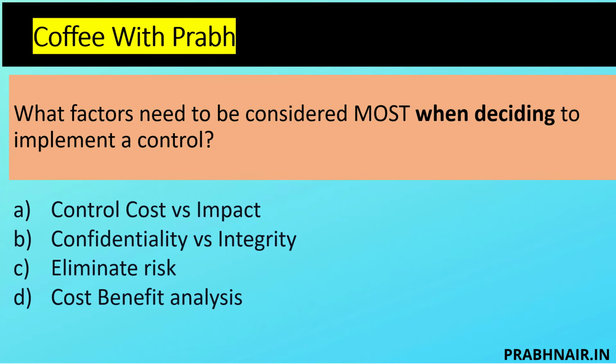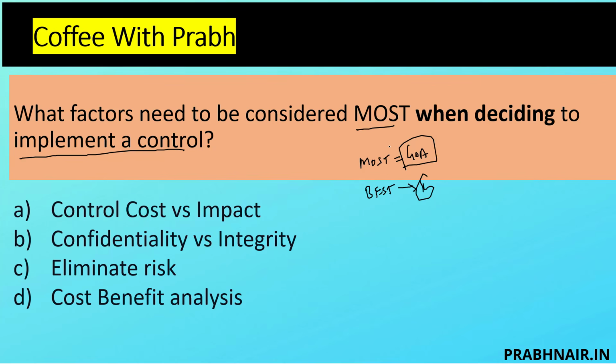Now the question is, what factor needs to be considered most when deciding to implement a control? Very good question. The question has a word called most. Now how to identify most or best? The best way to identify most: example, most people in December go to Goa. So it's like a popular answer. But the best, I prefer to go to Kerala. So it is my subjective opinion.